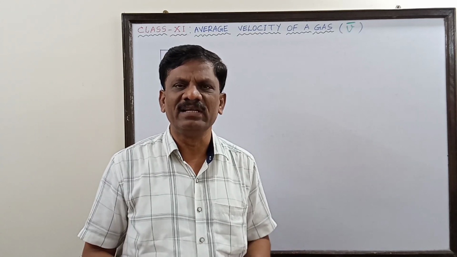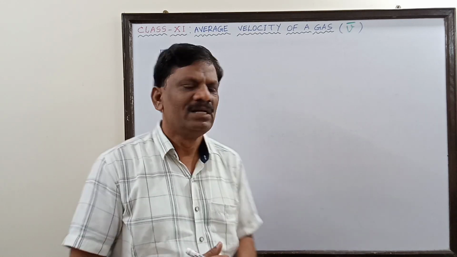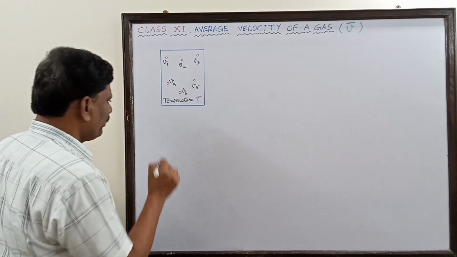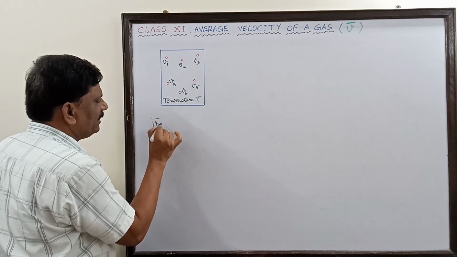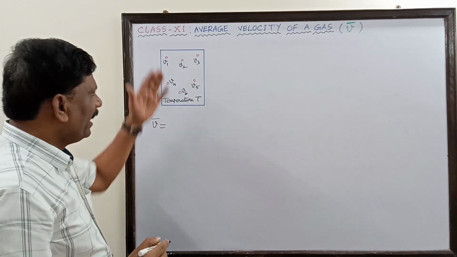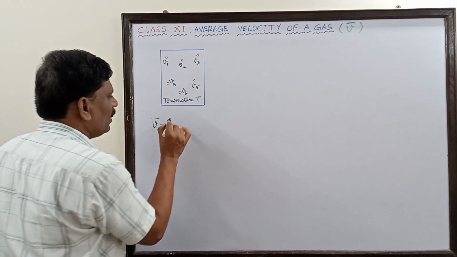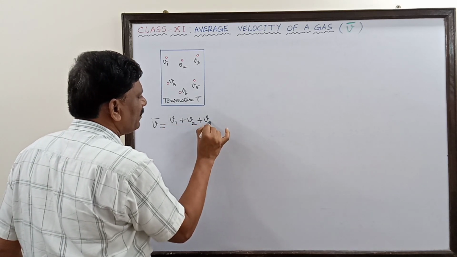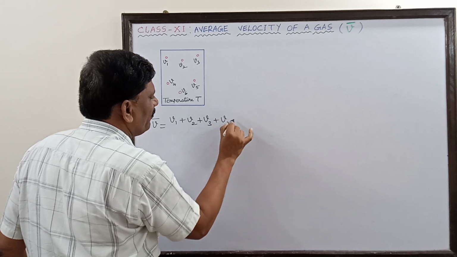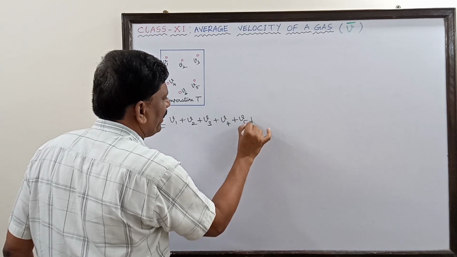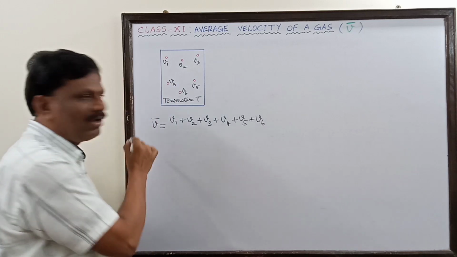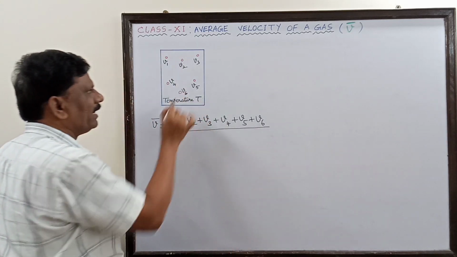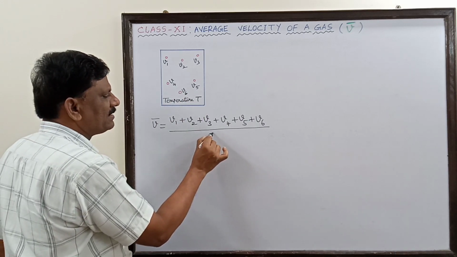Just like how we find the average of 6 numbers. This is represented by the symbol V bar. So the average velocity is just the average of these given velocities. I add the velocities V1 plus V2 plus V3 plus V4 plus V5 plus V6. I am adding all the individual velocities and I divide by the total number. The total number here is 6.